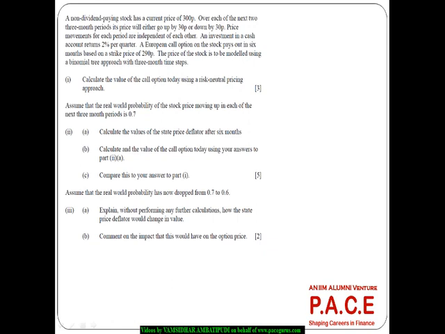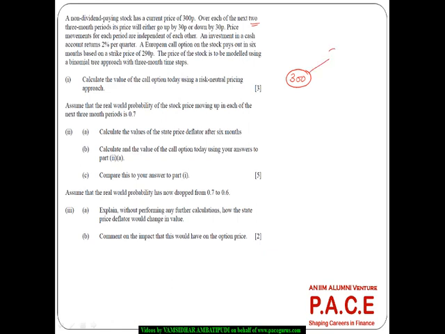Let's look at a good example on binomial tree. A non-dividend paying stock has a current price of 300. Okay, current price is 300. Over each of the next 2 3-month periods, its price will either go up by 30 or down by 30.